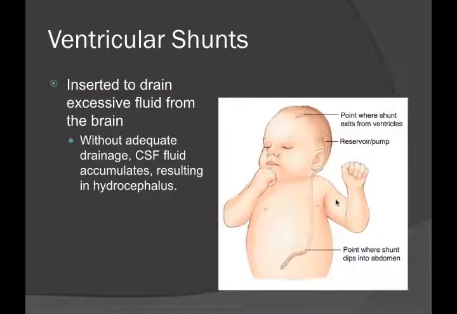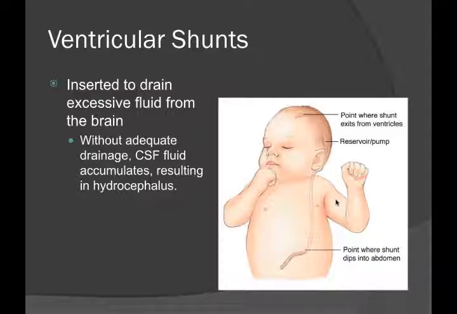And then finally, ventricular shunts drain excess fluid from the brain. It's an important piece of history to get. You won't always feel them or see them, obviously. There's usually a button right around the site, and then you'll feel tubing. You can feel it in the neck as it comes down, and most of them are VP shunts, meaning ventriculoperitoneal, and terminate in the peritoneum.